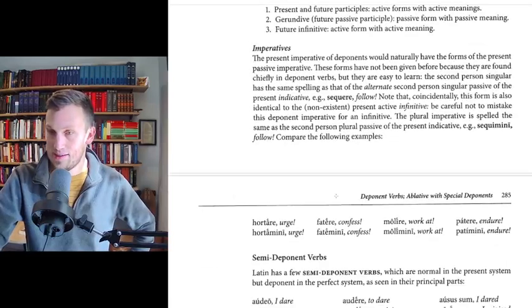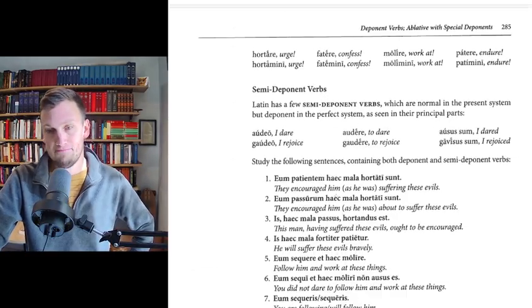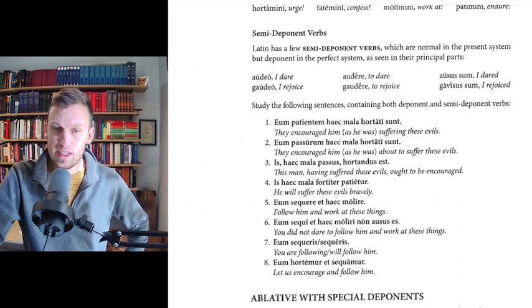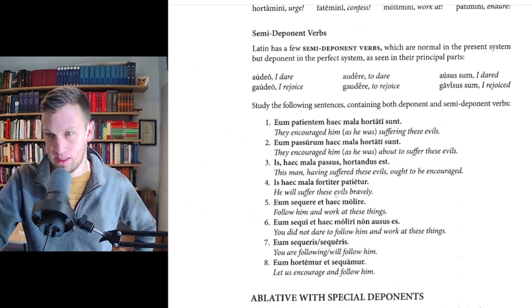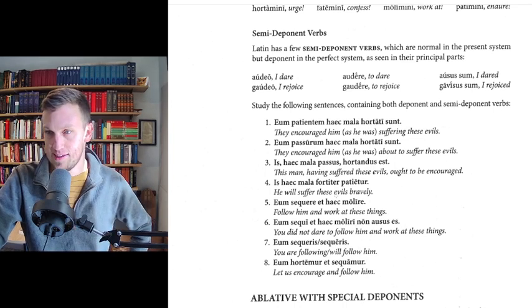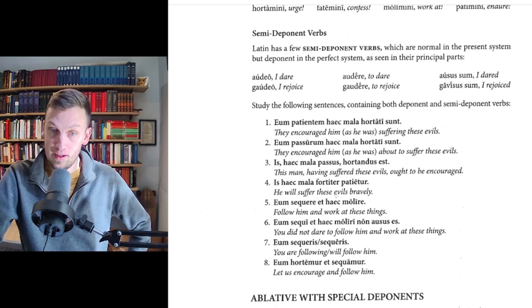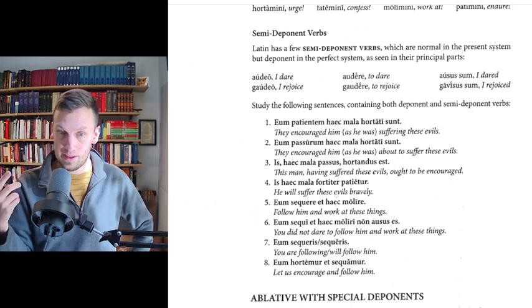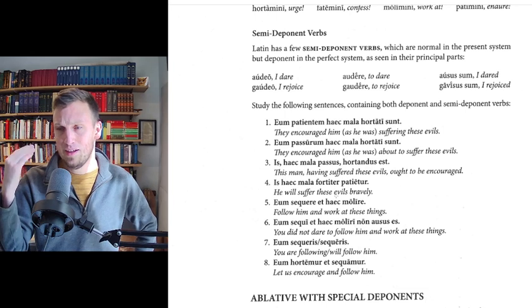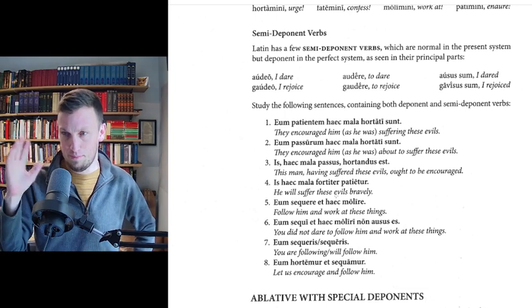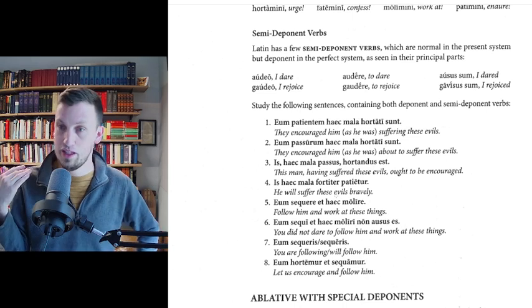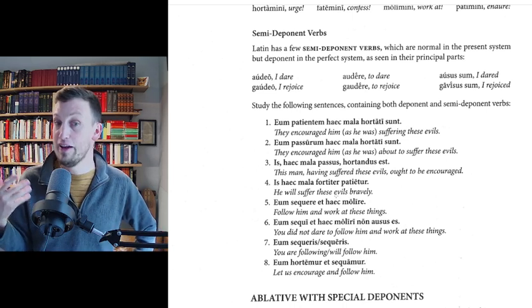The last thing in this chapter, there's these semi-deponents. Read, these are pretty straightforward. Basically, they're only deponent in the perfect system. So the present system, they're normal. The present system includes the present, the imperfect, and the future. These systems are terribly named, but the present, the imperfect, and the future are the present system. I would have called them the incomplete system, as opposed to the perfect system, wherein they function as deponents.